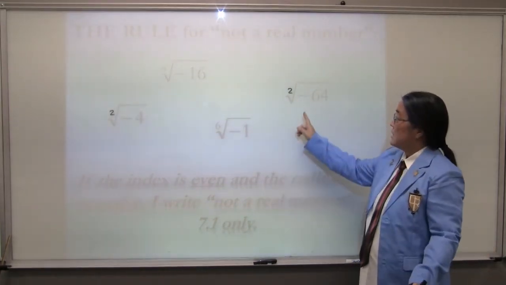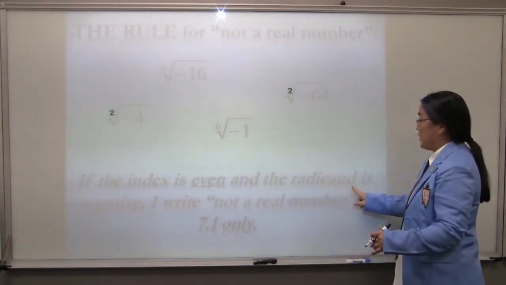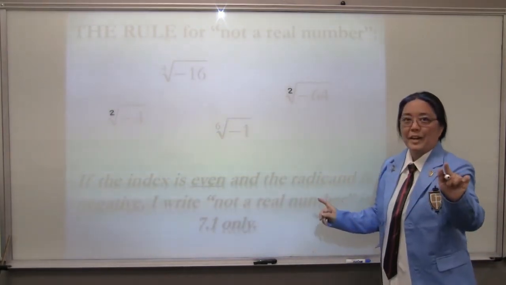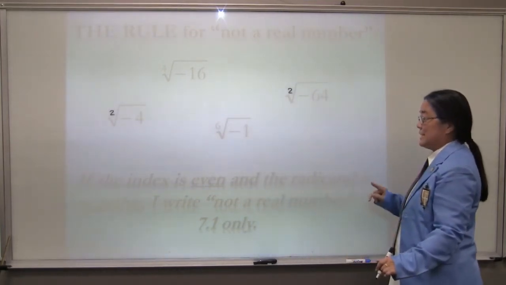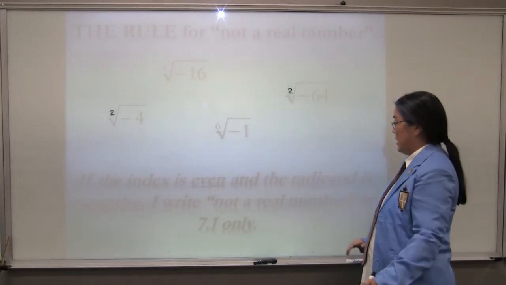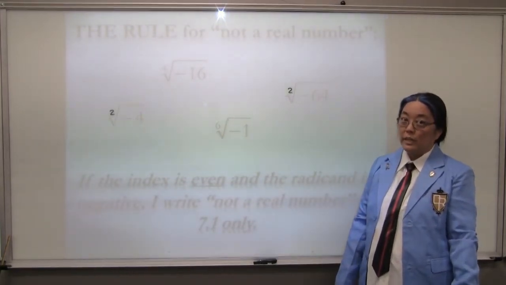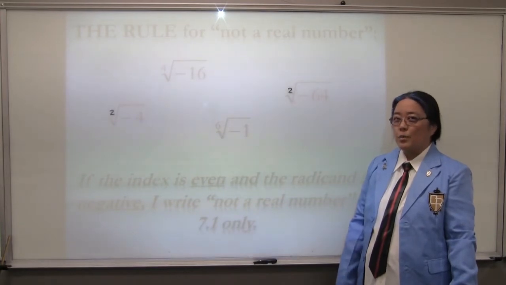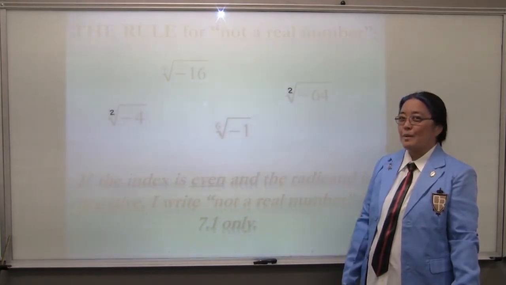So, if the index number is even, 2, 4, 6, 8, 10, 12, etc., and the radicand, what is a radicand? That is this thingy on the inside. If the radicand is negative, then I write not a real number. This is in Chapter 7, Section 1 only, so later on we're going to have different answers. Don't worry, I'll tell you when that happens.